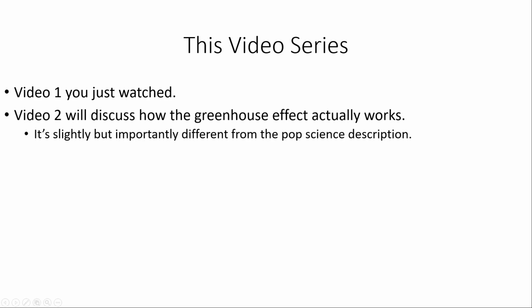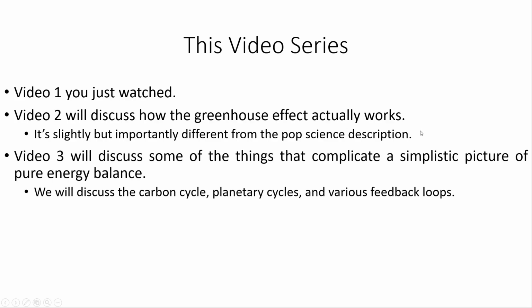So what we're going to look at in this video series, so video 1 you just watched, but video 2 we will discuss the greenhouse effect and how it actually works. And it works slightly but importantly different from the sort of pop science description that usually talks about the Earth as a greenhouse. Then in video 3 we will discuss some of the things that complicate the sort of simplistic picture of pure energy balance that we will talk about in video 2. So in video 3 we will talk about things like the carbon cycle, the planetary cycles, various feedback loops, and a bunch of other stuff that can complicate that picture.